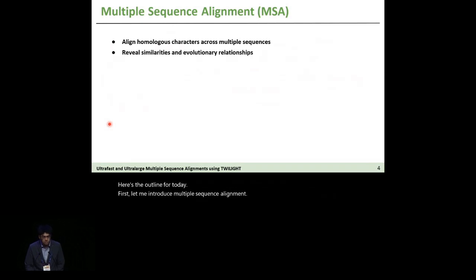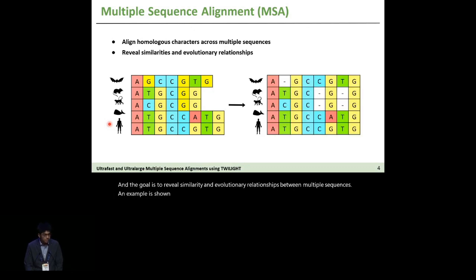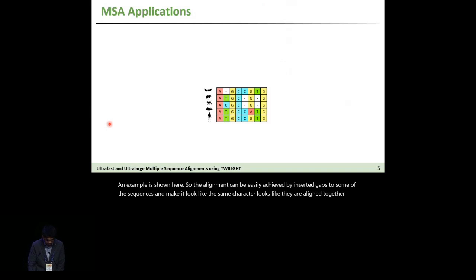Multiple sequence alignment is to align homologous characters across multiple sequences. And the goal is to reveal similarities and evolutionary relationships between multiple sequences. An example is shown here. The alignment can be easily achieved by inserting gaps into some of the sequences to make it look like the same characters are aligned together.